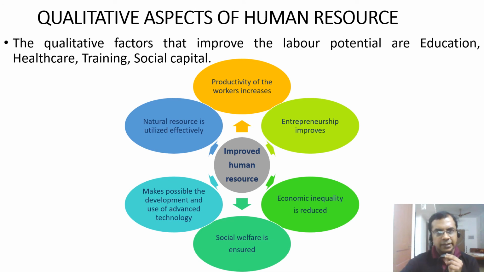Now we can look into the qualitative aspects of human resource. The qualitative factors that improve the labor potential are education, healthcare, training, social capital, etc. The various sources to improve human resource are depicted in this slide.